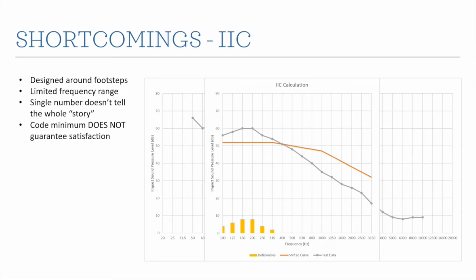So again, the single number doesn't tell the whole story. Same sort of thing that we talked about with the STC rating. And again, code minimum does not guarantee satisfaction. And that is even more so the case for the IIC rating than it is for the STC rating, I think.